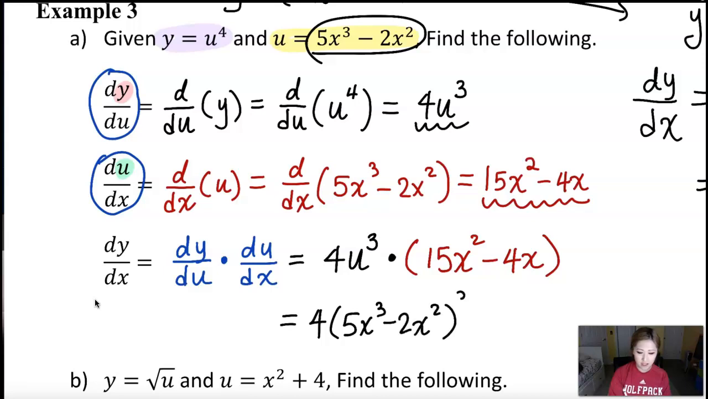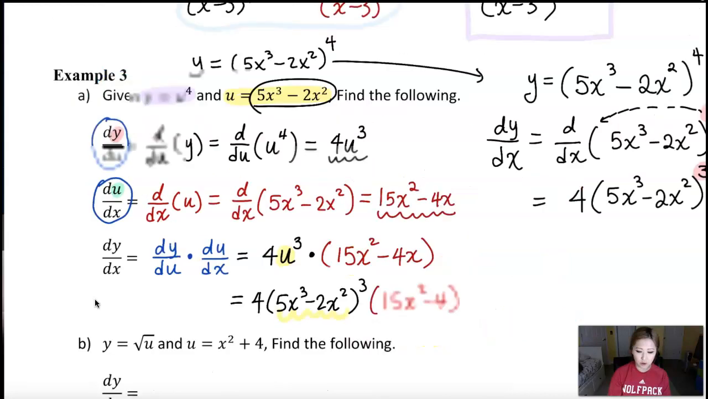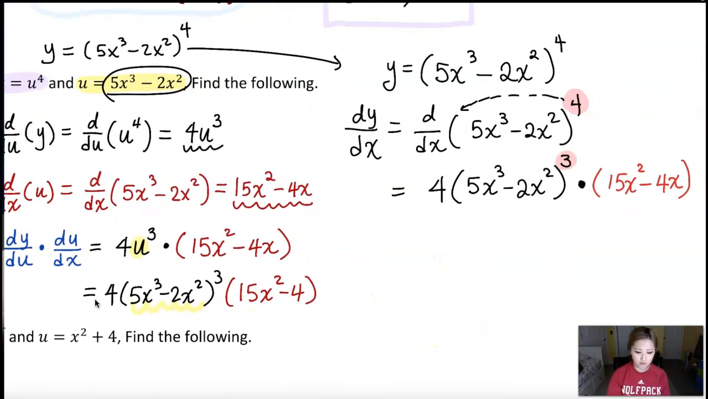So all I did is I'm just going to replace what u is with this and keep the rest of them exactly the same. And what I will do is I will go and compare this answer to what we got by doing the chain rule straightforward. All right, hold on. Let's see. Are they the same? This expression and that answer. We have the 4. We have the 5x cubed minus 2x squared getting raised to the third power. And we're multiplying that by the derivative of the inside part.